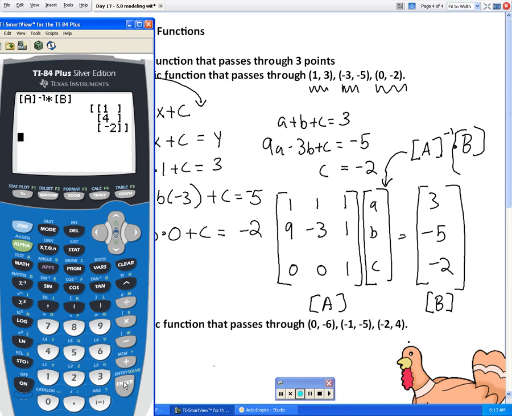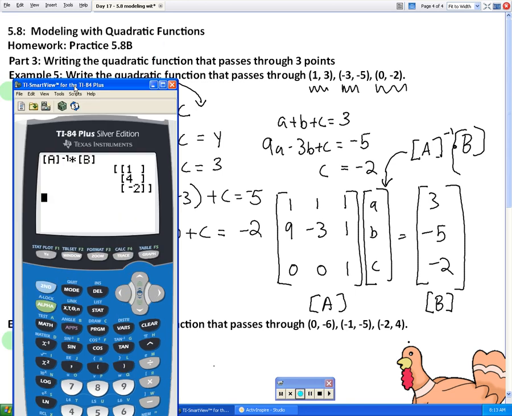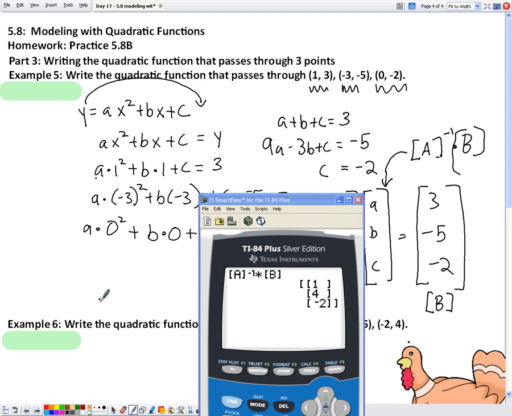Cool. And there are my A, B, and C values. 1, 4, and negative 2 means that the equation is going to be 1x squared plus 4x minus 2. And that's how we're going to write the equation given 3 points.